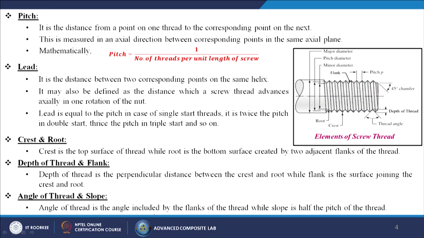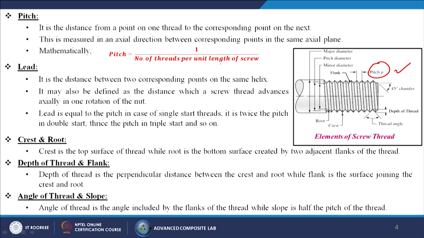Now, come to the pitch. Pitch is a very vital parameter for the screw thread. It is the distance from a point on one thread to the corresponding point on the next. So, this is the pitch. This is measured in an axial direction between corresponding points in the same axial plane. So, they are situated in the same axial plane. Mathematically, pitch is equal to 1 by the number of threads per unit length of screw.